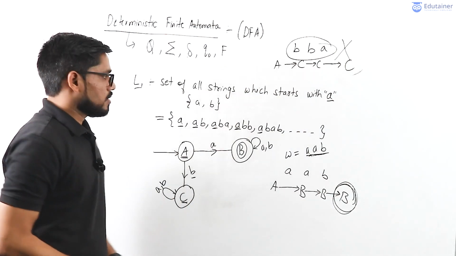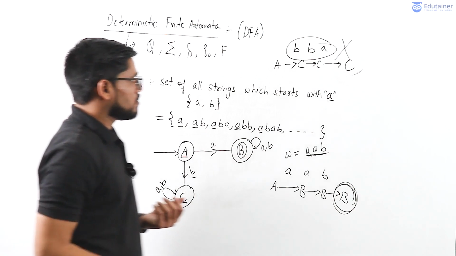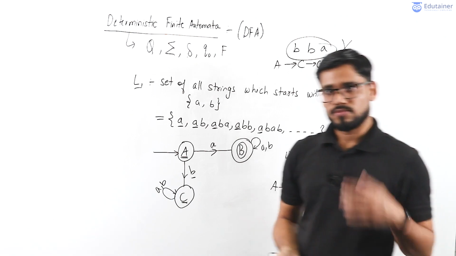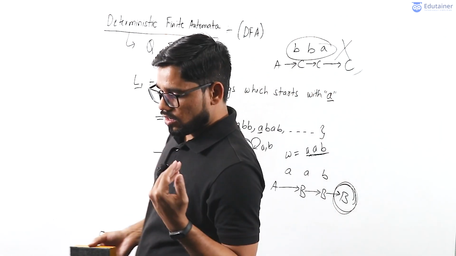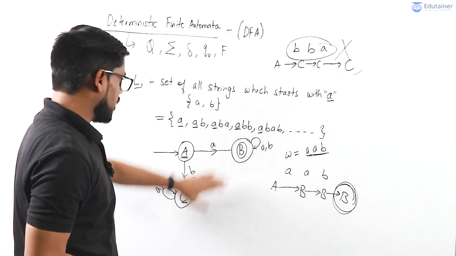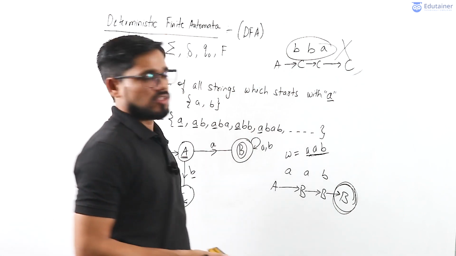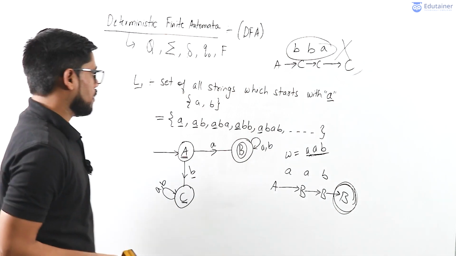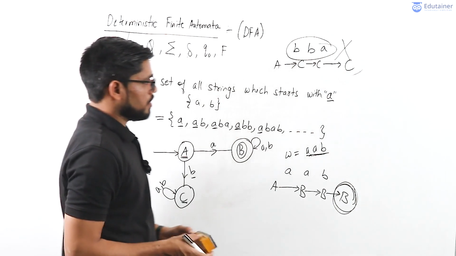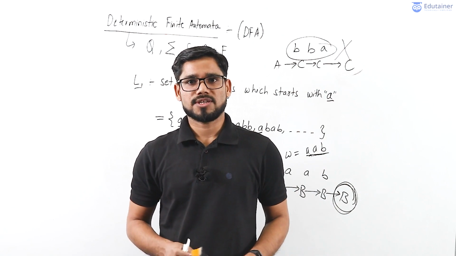Understood? So what are the possible questions that will be asked in deterministic finite automata? First of all, you are given some language and some finite representation, and asked whether a string belongs to the language L1 or not. Let's take some more examples. In the next video we will see some more examples related to deterministic finite automata.